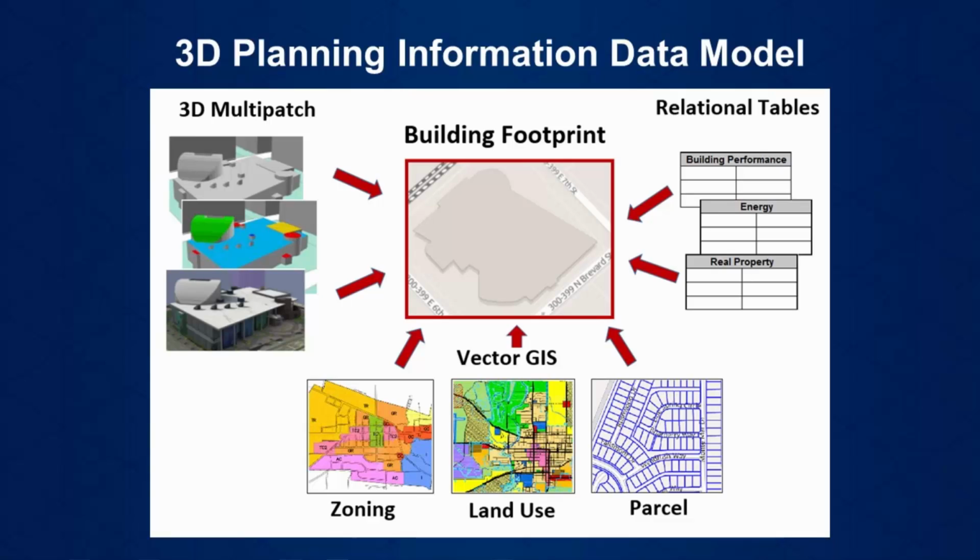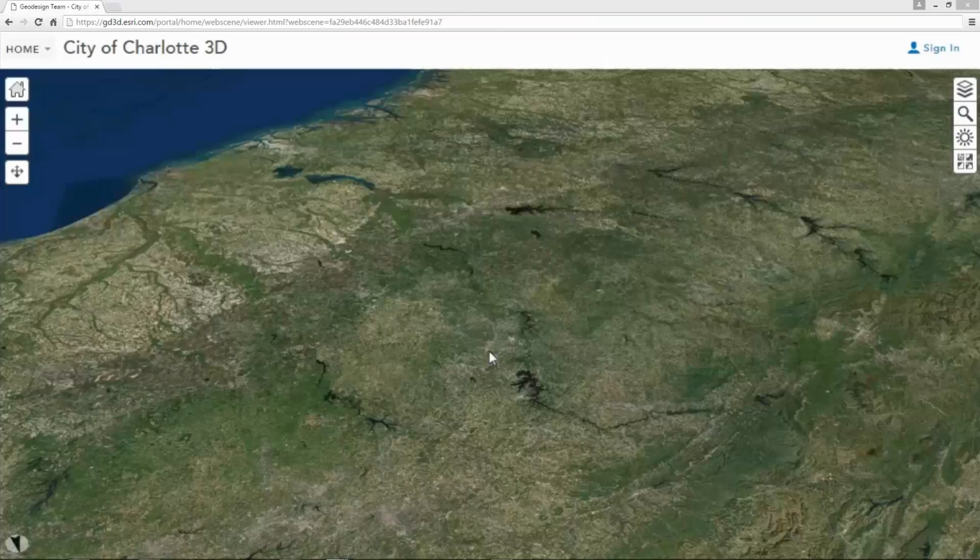And this is really a flexible geodatabase design that allows users to join any number of data to their building models. So of course we have our multi-patch models, whether they be simple massings or very detailed textured models. We have traditional planning vector data like zoning and land use parcel information, but we can also join standalone tables with relational data that might support our building and analysis. All of this information is joined to the building footprint in the map and then associated to the model.